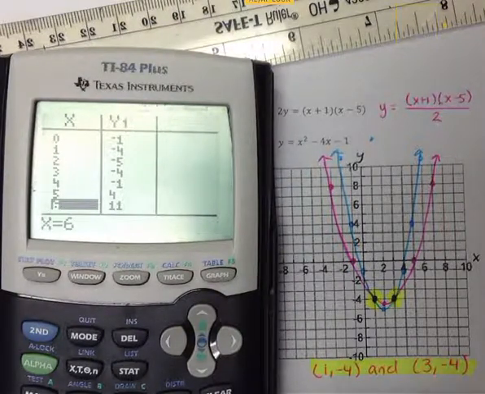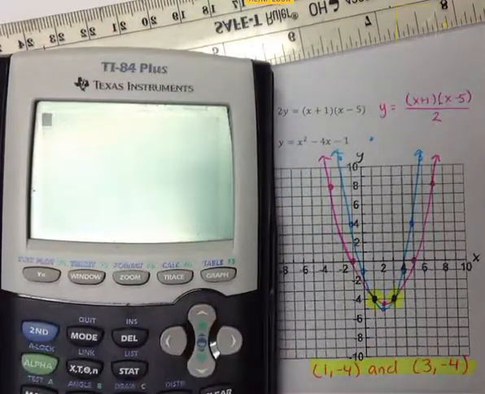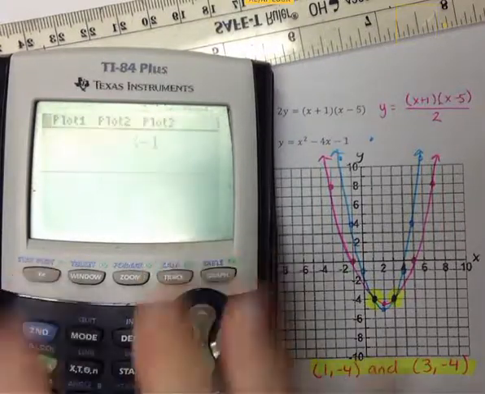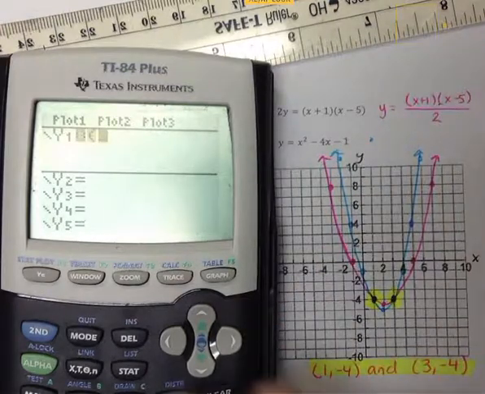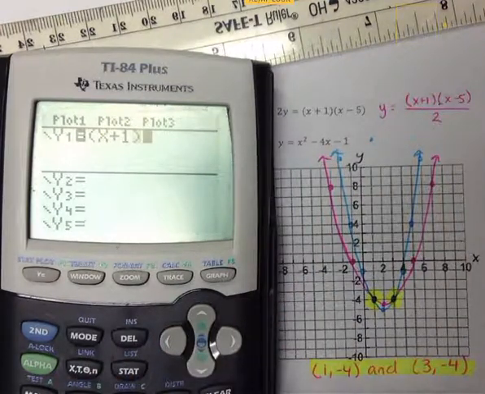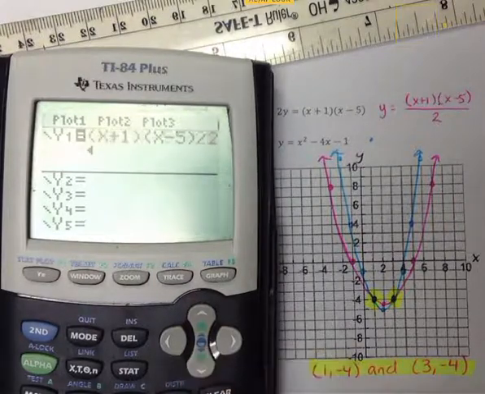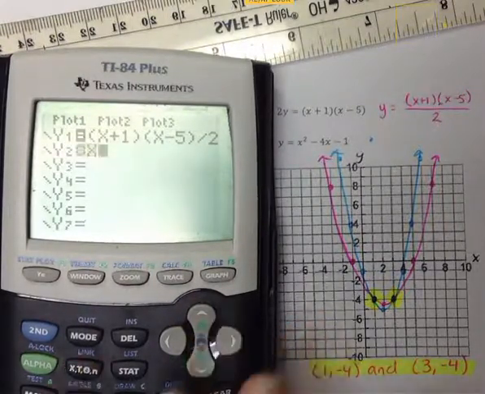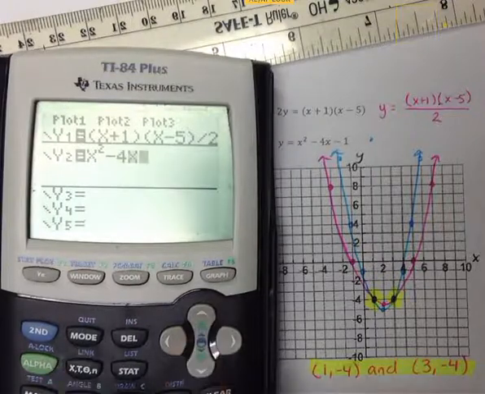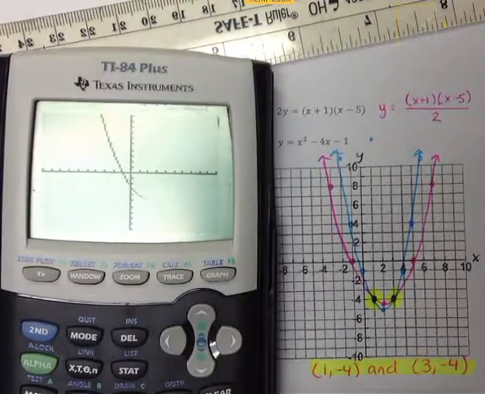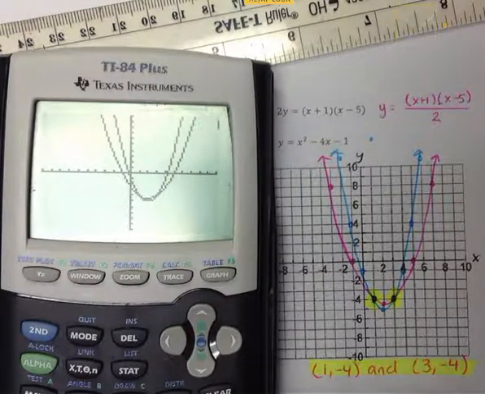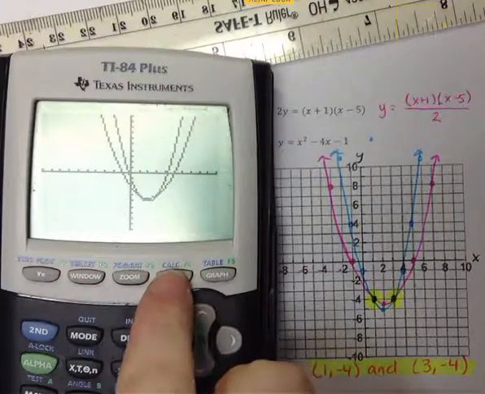You can also do all of this in your calculator. I can go into here and go to my y equals, type in my original, which is my first one: x plus 1, parentheses, x minus 5, close parentheses, divided by 2. And then my second equation is x squared minus 4x minus 1. I can press graph, and I can graph both of these, so I should be able to see my pink and then my blue. And I can calculate the intersection.